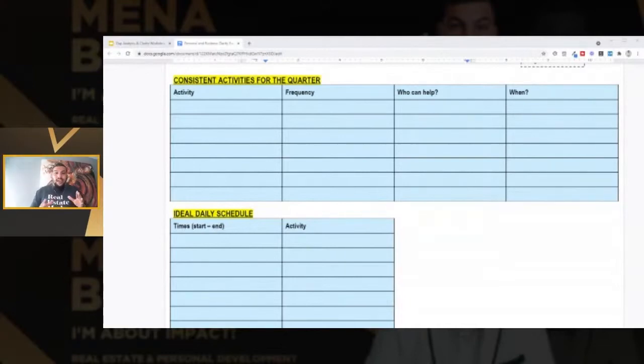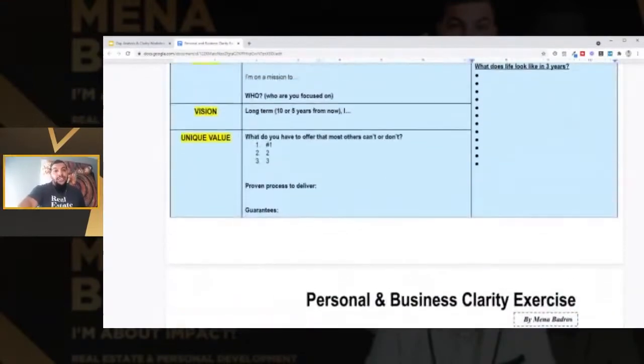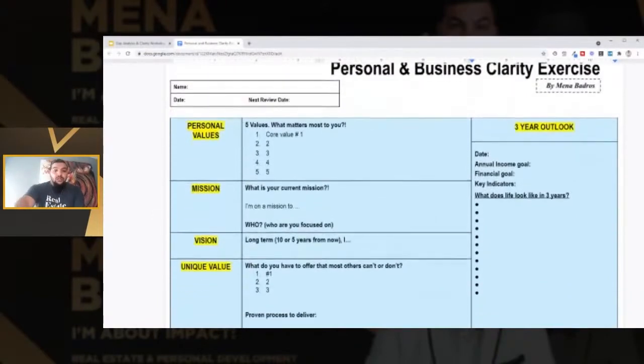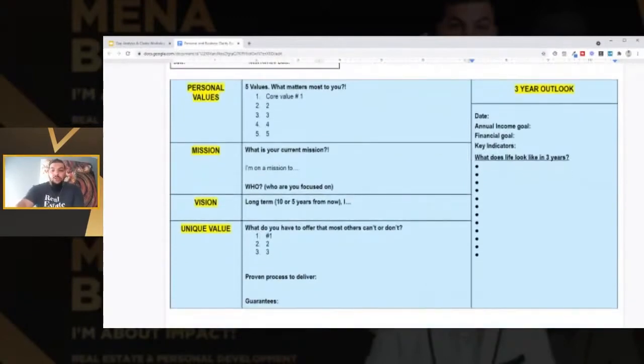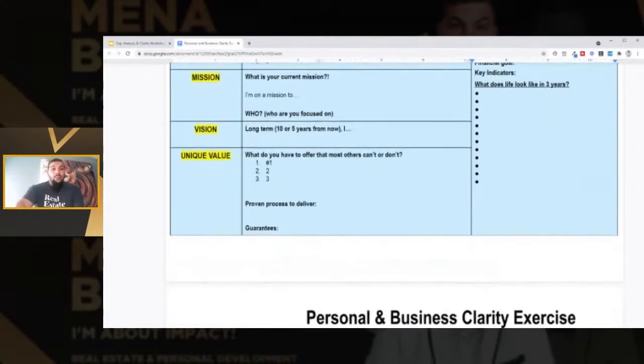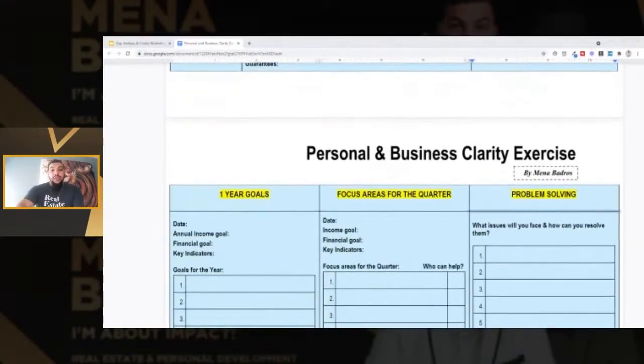Right. So this is a great exercise that can really help you get clarity on personal and business stuff. Like I said, I do this probably every quarter. I would encourage you to do it at the beginning of the year, and also then review it on a quarterly basis. And again, if you just joined us, this exercise goes through your values, your mission, your vision, where you want to be in 10 years or 5 years, where you want to be in 3 years, what unique things you have to offer that others don't, what processes you have in order to deliver your services to your clients, and what guarantees you can make for your clients.